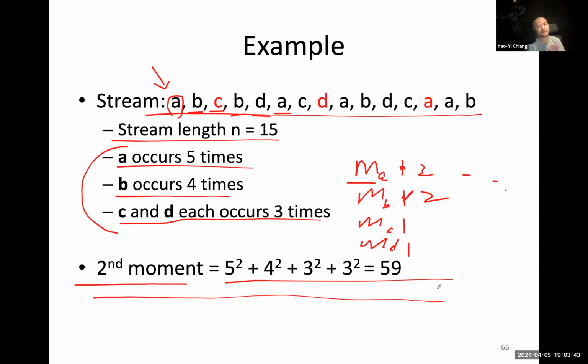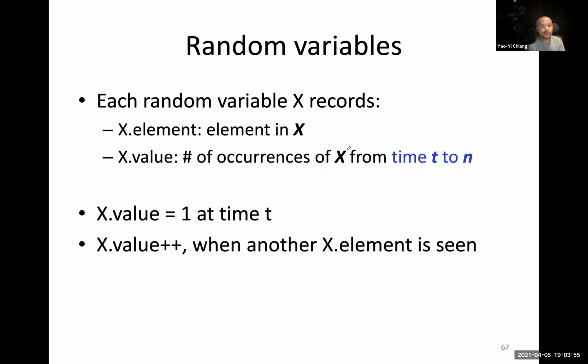But the problem of streaming is that the stream data is the same, and you don't have enough memory space to store this, so you want to estimate your second moment. So how do you do that? You start by setting some random variables. These are some variables in your memory that you can record something in. In this case, we are going to record two things for one random variable.